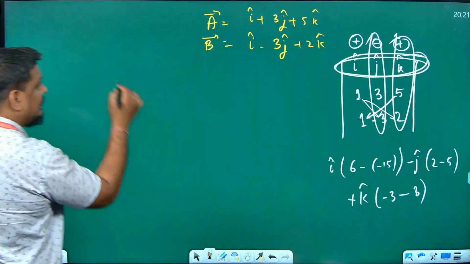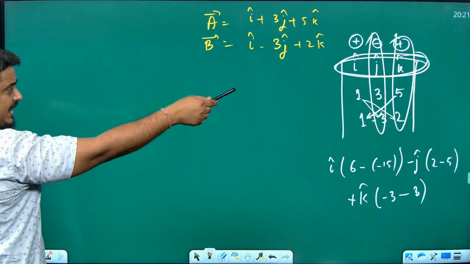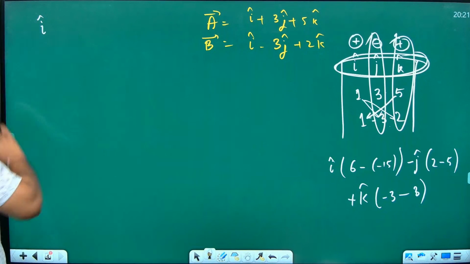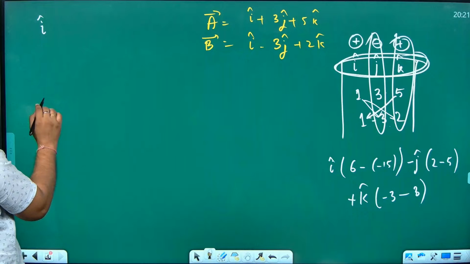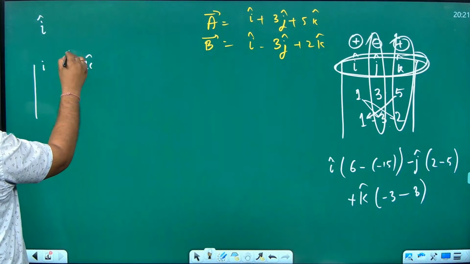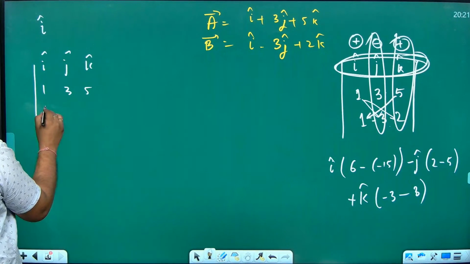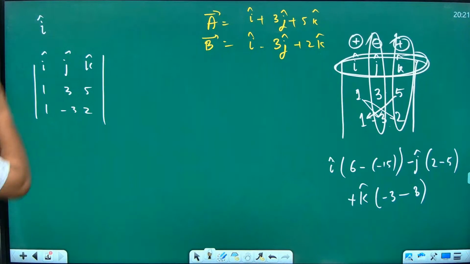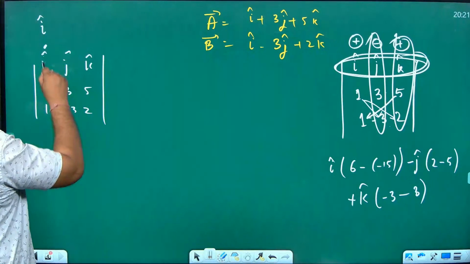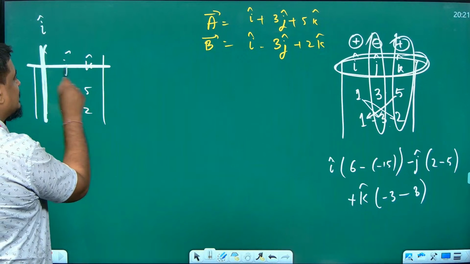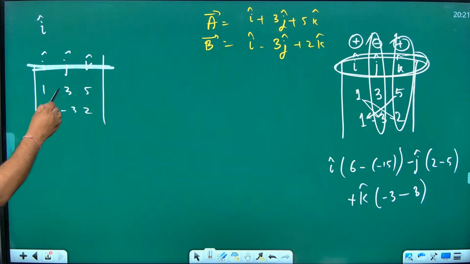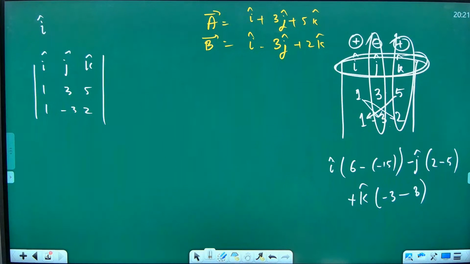So what I did, my determinant was I, J, K, 1, 3, 5, 1 minus 3, 2. I said that when I write I cap, I am going to hide, see what I am going to hide, please pay attention guys. I, J, K, here you have 1, 3, 5, 1 minus 3, 2. When I am writing I cap, I will hide this and I will hide this. What remains? This and this. I hope you realize that.